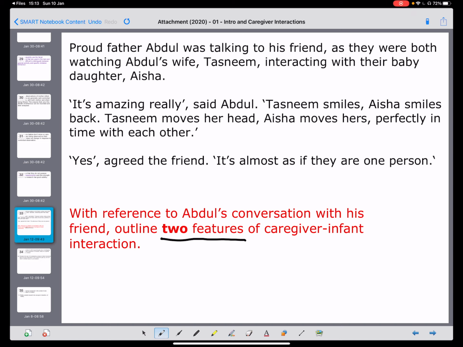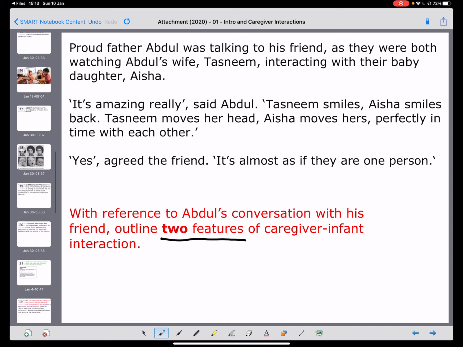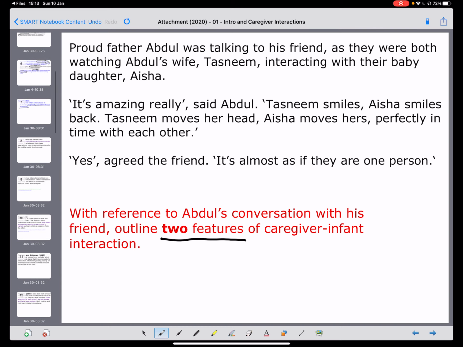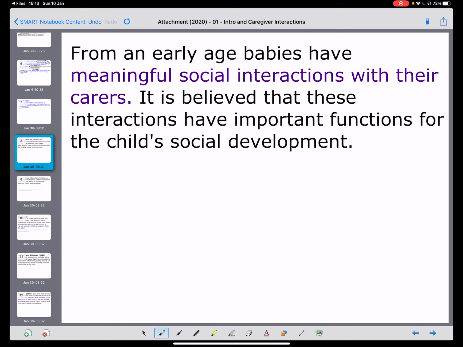So let's go through the content as we have it, and hopefully we can end with this question and see where it goes. What we need to do is an introduction to human-infant interactions. What we need to start getting our heads around is this idea that from a very early age, babies are having meaningful social interactions with their carers.